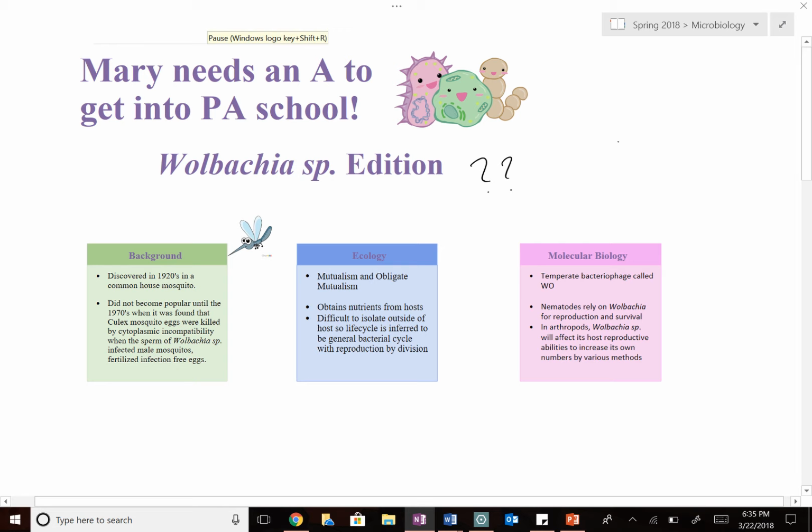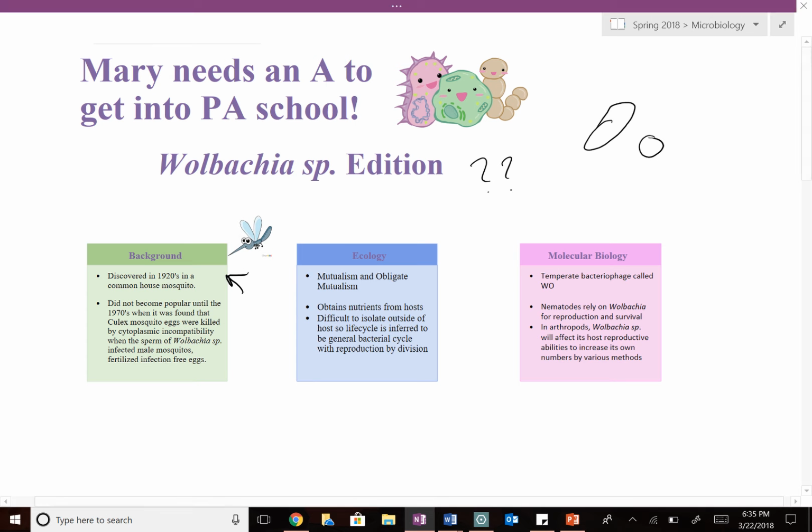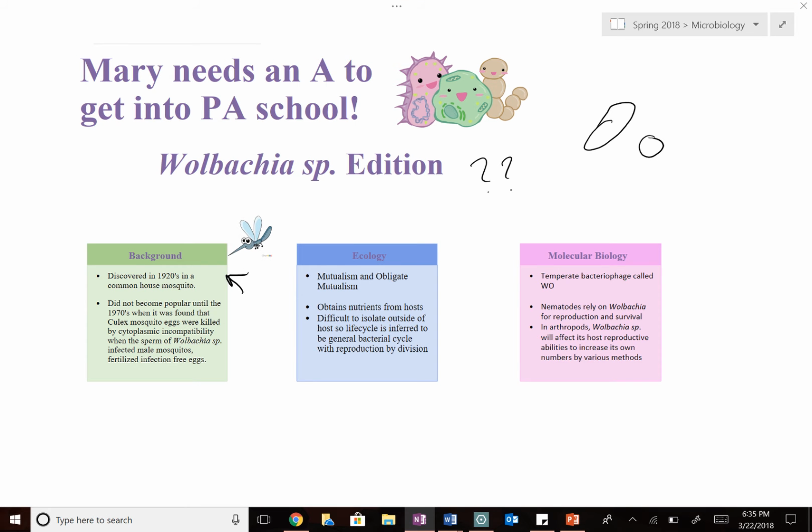So what is Wolbachia, you may ask? Well, according to Bergey's manual, Wolbachia are gram-negative bacteria that can be either small rods or coccoid. These bacteria were discovered in the 1920s but were not popular until the 1970s when scientists found that they could alter the reproductive capabilities of various species.